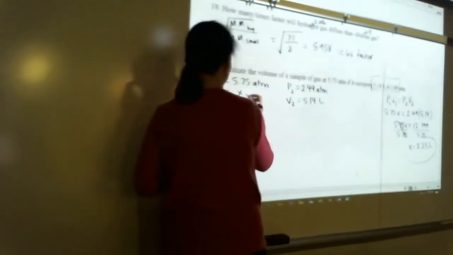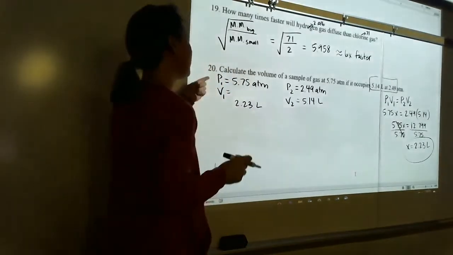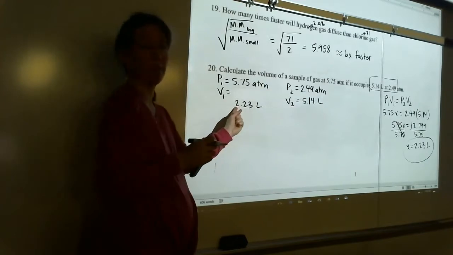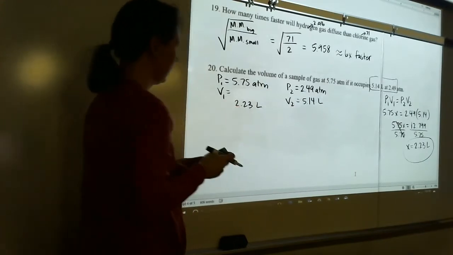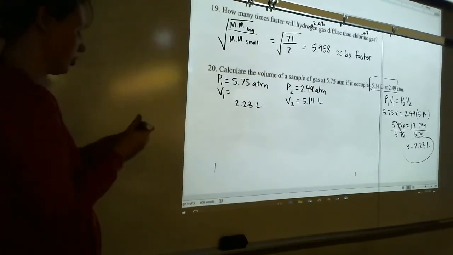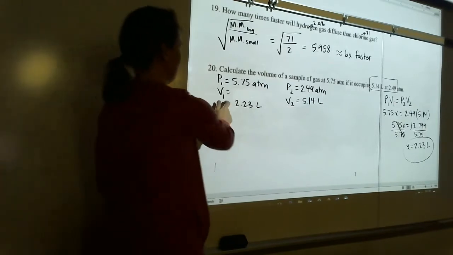Ask yourself if that makes sense. You increased the pressure, so you smushed it. Does it make sense that the volume went down? Yes, it does, because we didn't modify the temperature. The only way we can increase the pressure without modifying the temperature is by compressing it. So it does make sense that the volume went down.